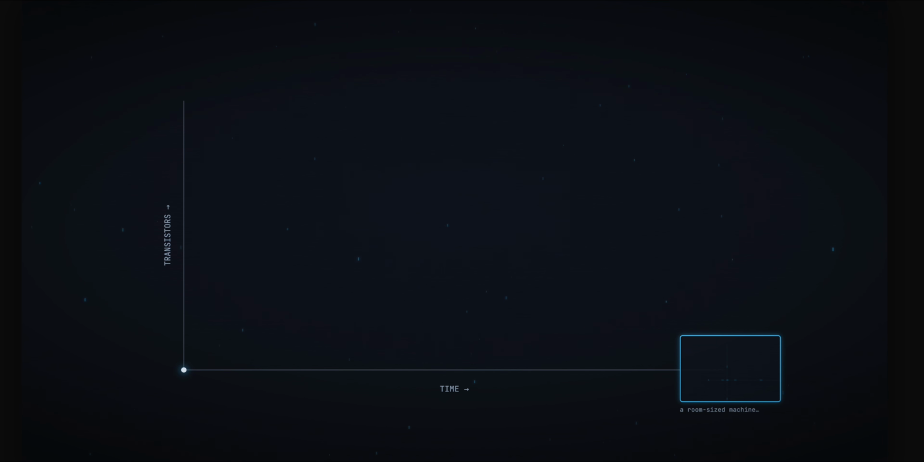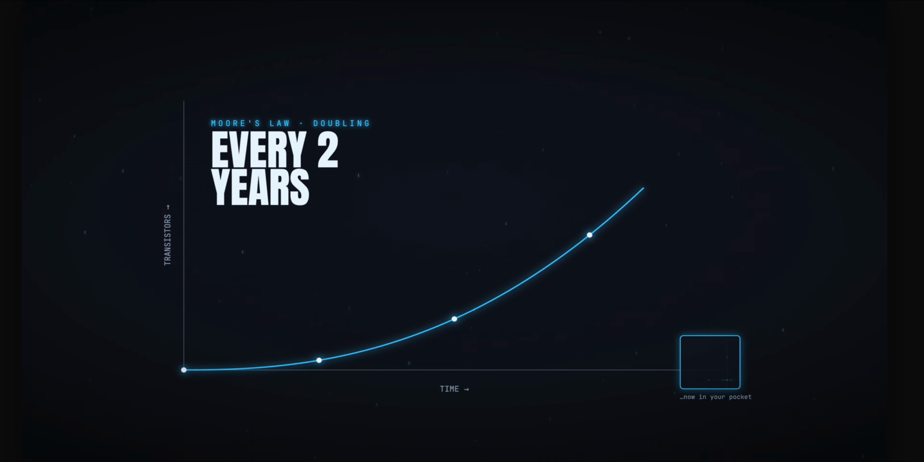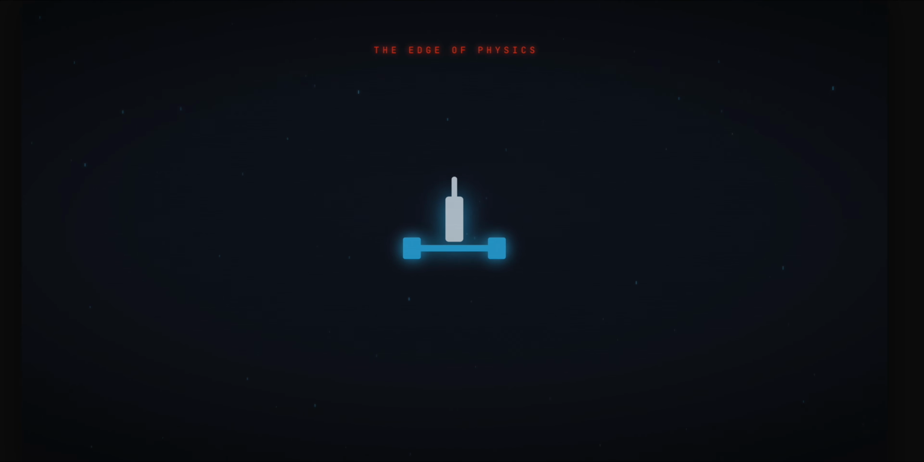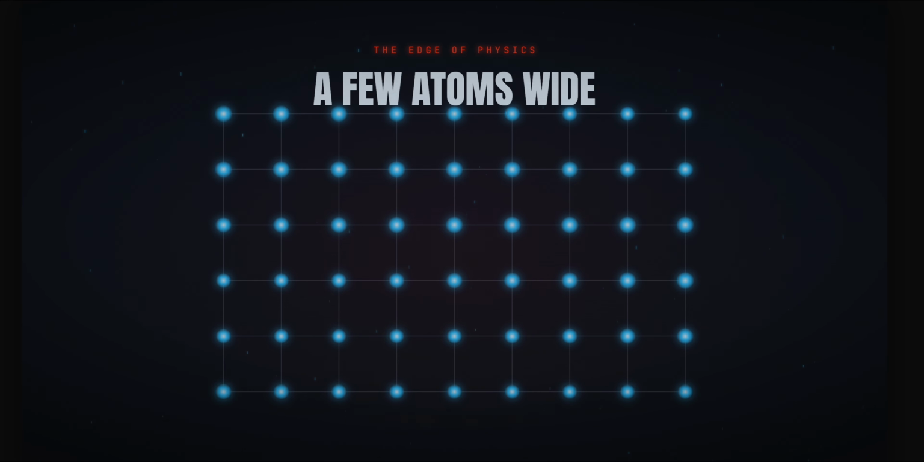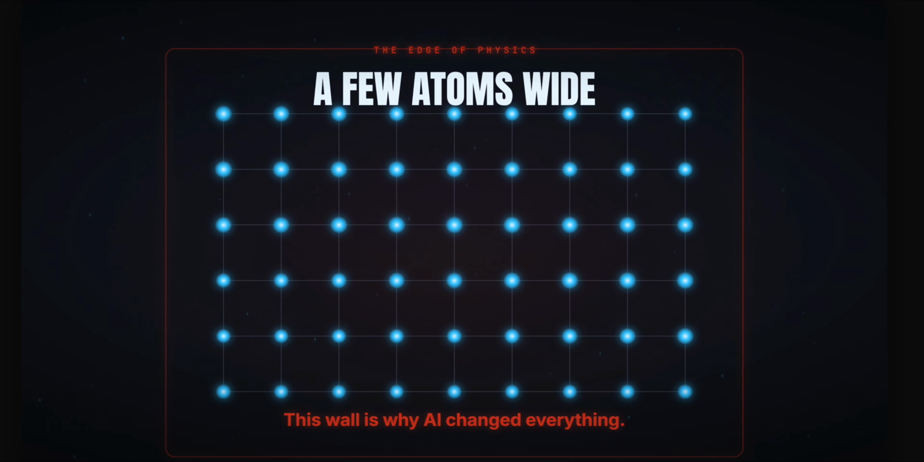For decades, engineers managed to shrink these transistors smaller and smaller, roughly doubling the number that could fit on a chip every 2 years, a famous trend known as Moore's Law. That relentless shrinking is the reason the phone in your pocket is more powerful than the room-sized computers of the past. But we are now reaching the very edge of what physics will allow, because the smallest features on a chip are now only a handful of atoms wide. And that looming wall is a big part of why AI changed everything.